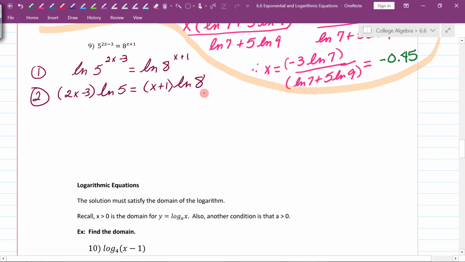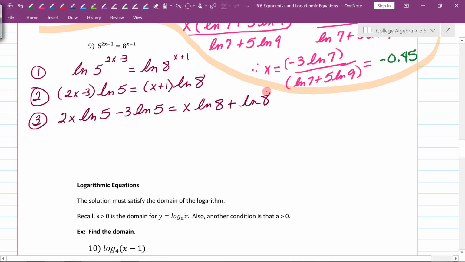Now we're going to solve for x, step 3, and we're going to use the distributive property to distribute each part of the factors times the natural log part. So 2x times the natural log of 5, 2x natural log of 5. Negative 3 times the natural log of 5, minus 3 natural log of 5, is equal to x times the natural log of 8 plus 1 times the natural log of 8, which is just plus natural log of 8. Don't need to write the 1 down, do we?